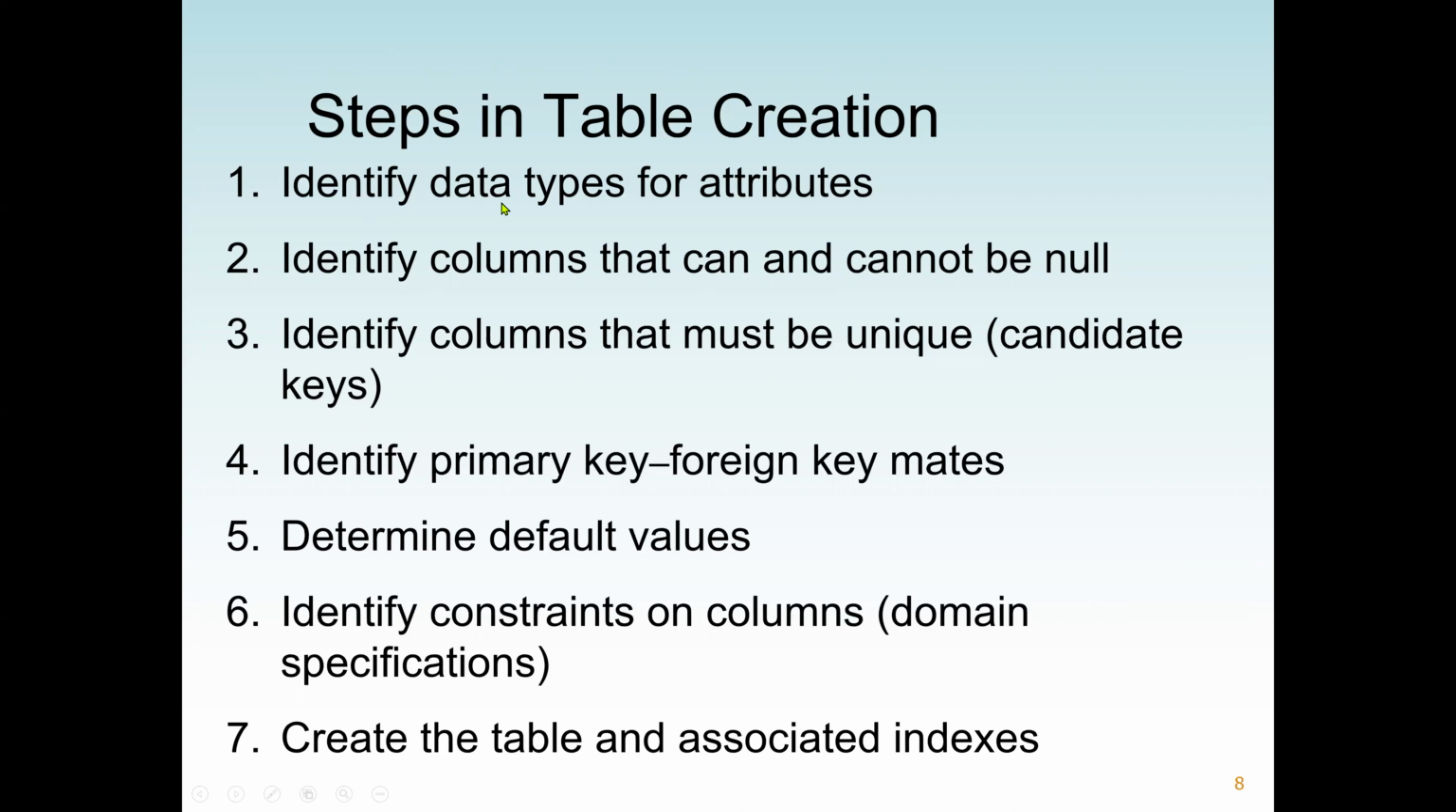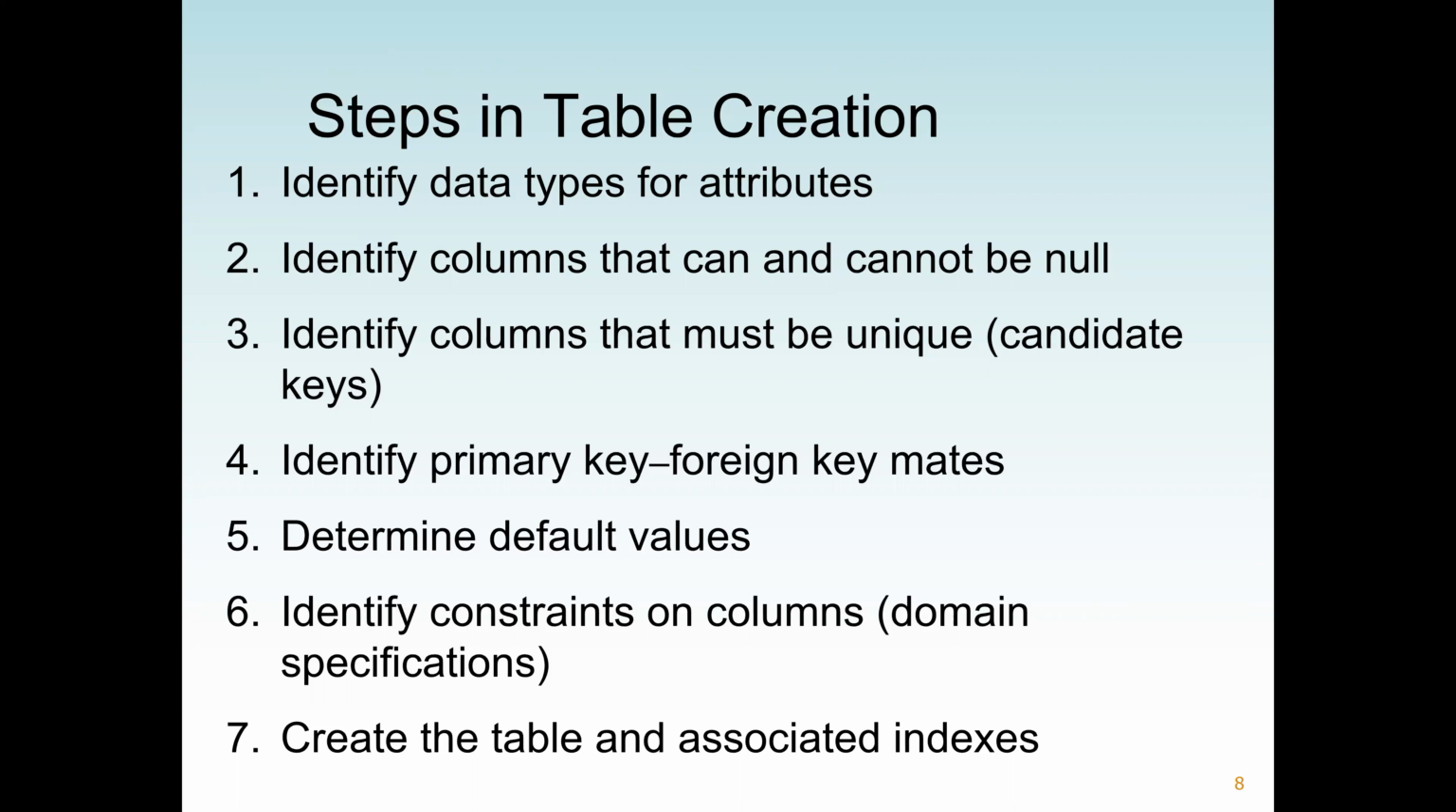So first, we identify the data types for the attributes. Then we identify the columns that can and cannot be null. For example, we know the primary key field can never be null. So when we set it, we have to put that constraint there that it cannot be null, NOT NULL. Because the primary key field is the field that will identify the record uniquely. So for example, if I have employee information, the primary key field may be the employee social security number, or a specialized employee ID, which means 2 employees cannot have the same ID.